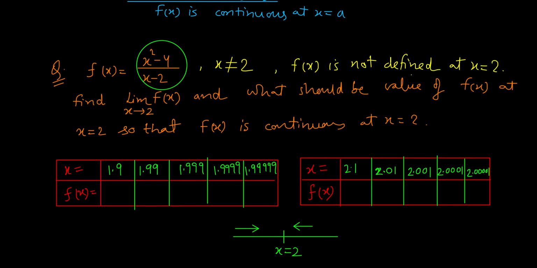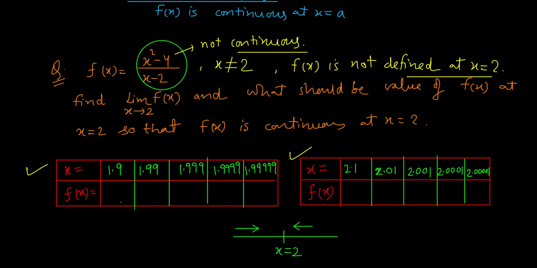So if a function is not defined at x equal to 2, definitely it is not continuous at x equal to 2. Originally this function is not continuous, because as I said, for continuity the limit of the function should exist and its value at the point should also exist, and both should be equal. But here, as the value of the function at x equal to 2 does not exist, this function cannot be continuous.